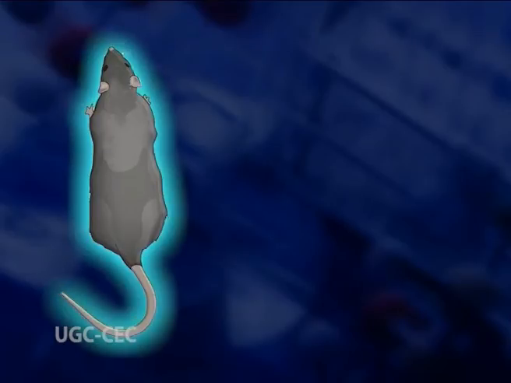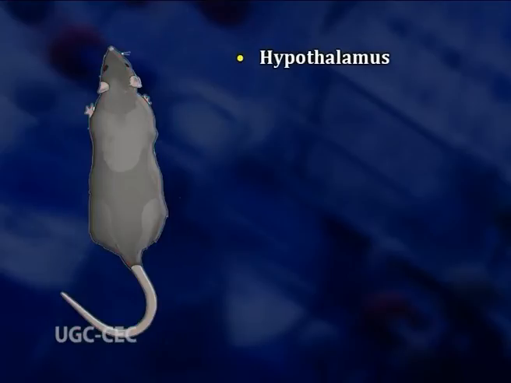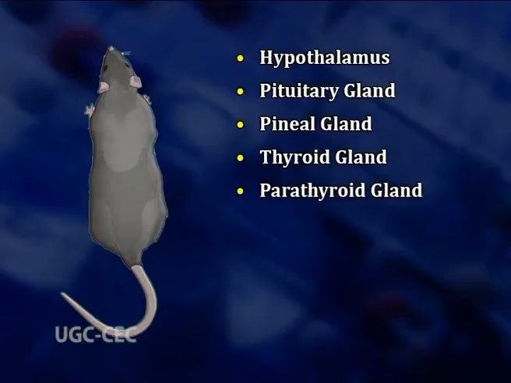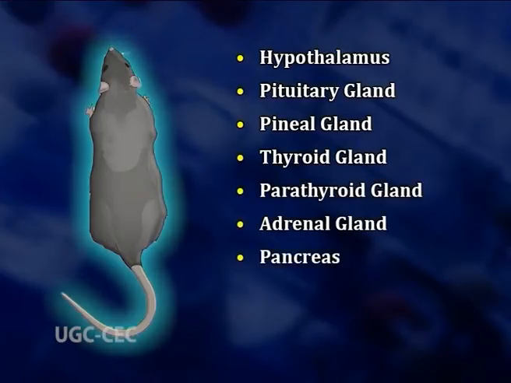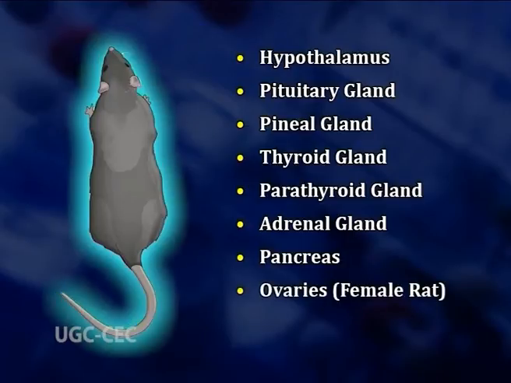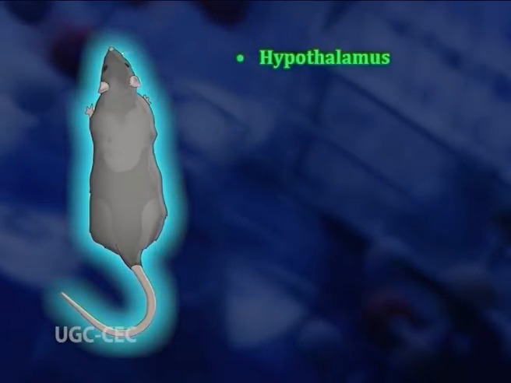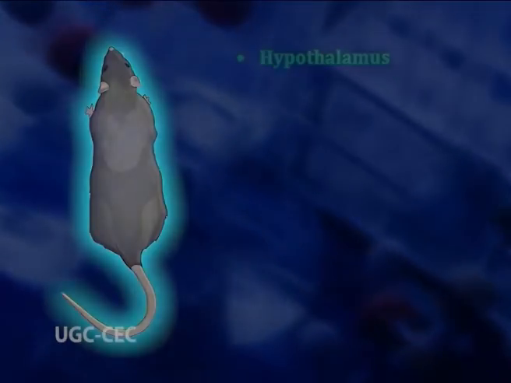Now we will discuss various types of endocrine glands in rat like hypothalamus, pituitary gland, pineal gland, thyroid gland, parathyroid gland, adrenal gland, pancreas, ovary and testis. First we will learn about hypothalamus.